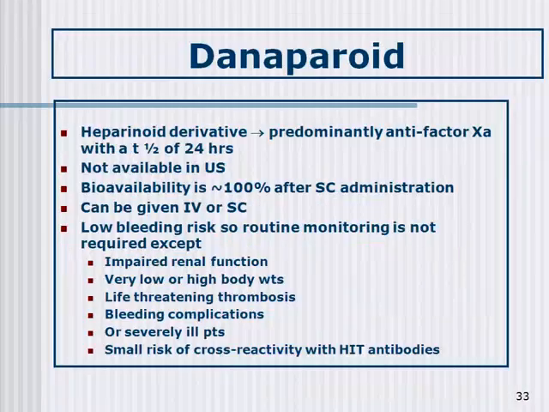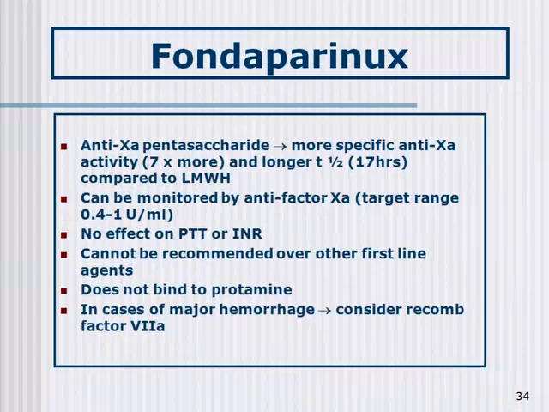The danaparoid, I'm not going to spend any time with. Again, it's technically not a direct thrombin inhibitor. It's what's called a heparinoid derivative, and we think that it's predominantly a factor Xa inhibitor, much like fondaparinux. So not available in the U.S., and so I'm not going to talk about this, and it won't be on any of the testing material. Fondaparinux on slide 34 is an anti-factor Xa inhibitor.